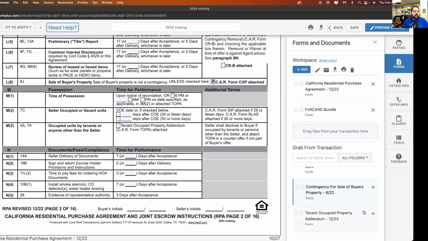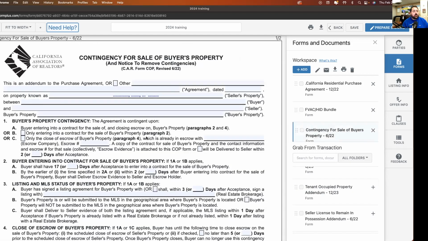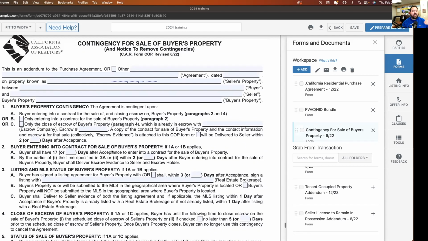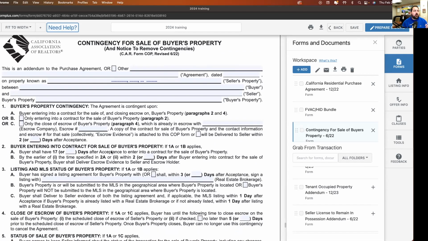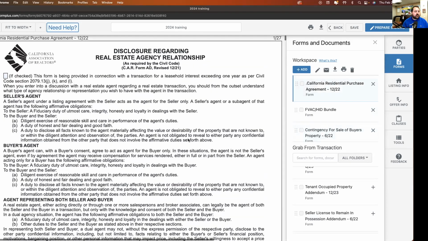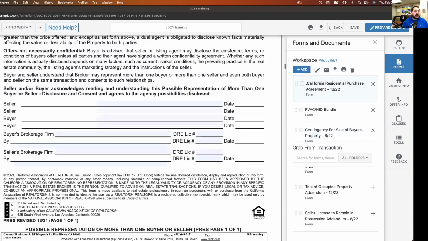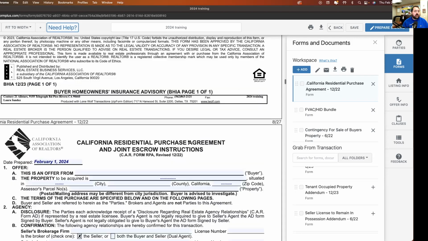Here we go. All right, so now I'm going to add that one to my transaction so we could look at it. So here's the contingency for sale of buyer's property. Not going to spend a lot of time with it. We'll do that in a separate class, but I want you guys to see this form is going to be added to your transaction, right, when you're contingent. So if I'm contingent, I got to fill that out. I got to make sure it's enclosed.